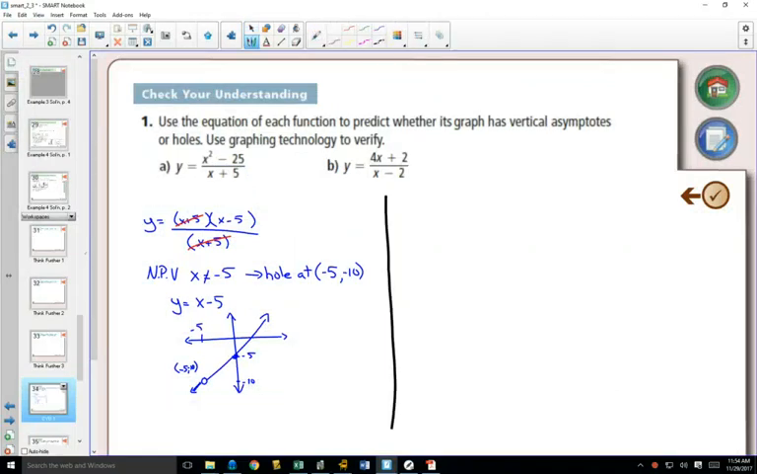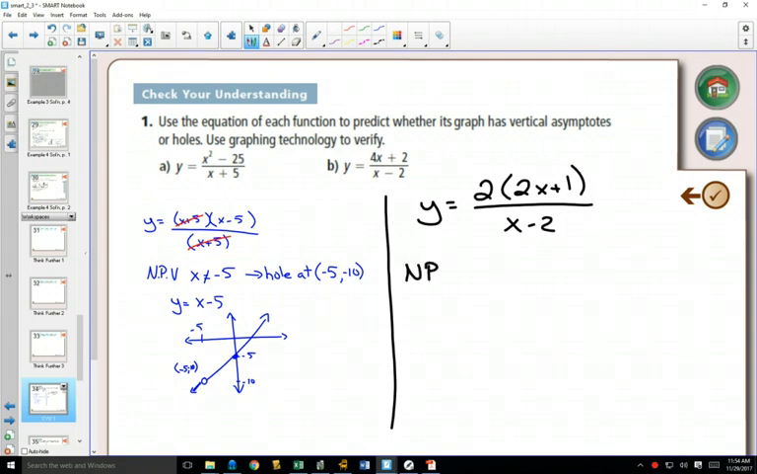Part B. Part B, we can factor the top. There's a common factor of 2. Leaves you with 2x plus 1 over x minus 2. And the reason we factor is to check to see if things cancel out. Our non-permissible value, x can't equal 2, because that would cause you to divide by 0.